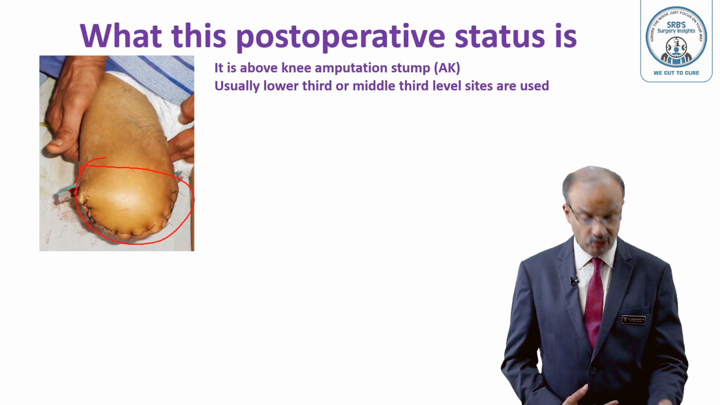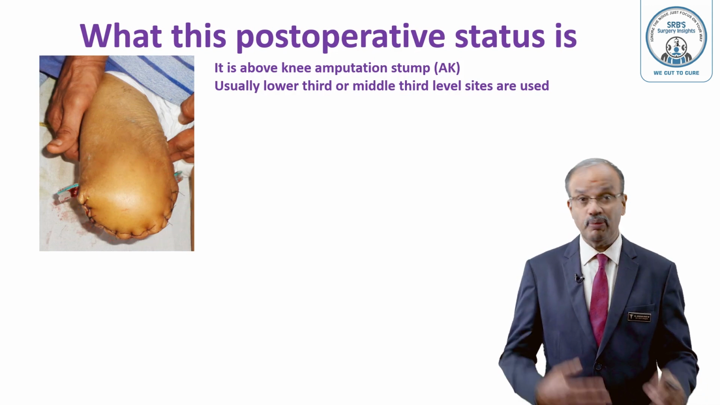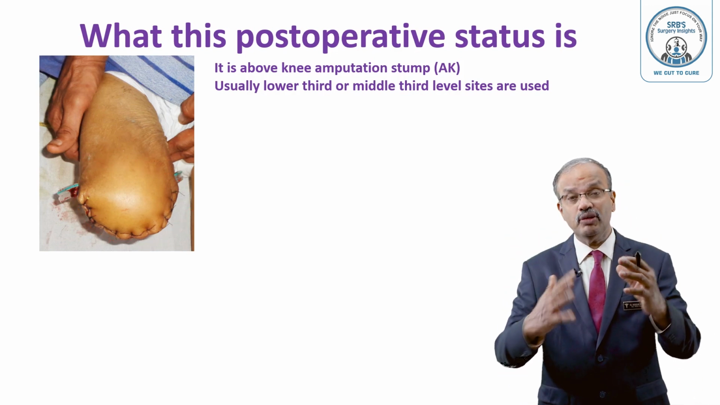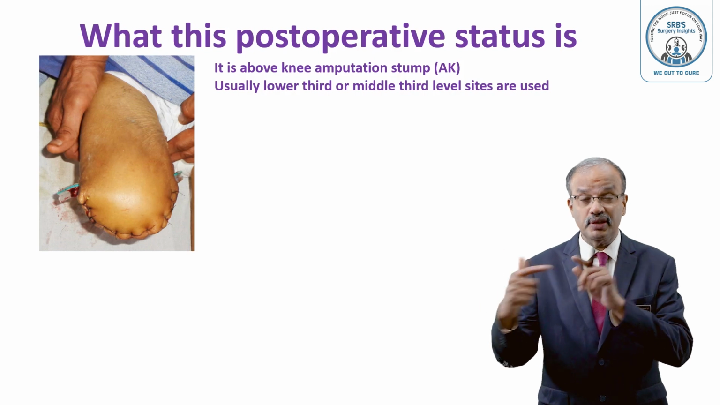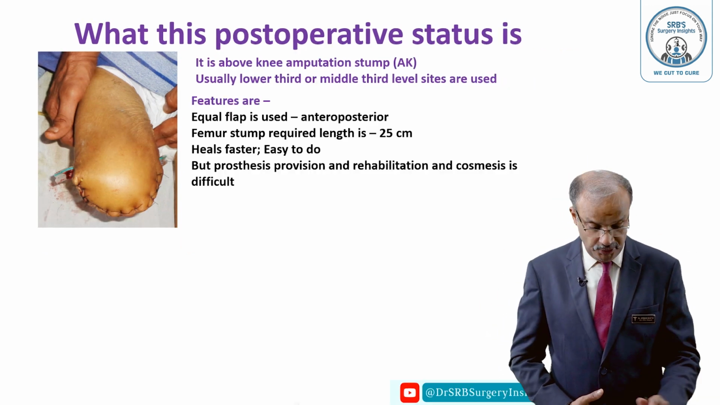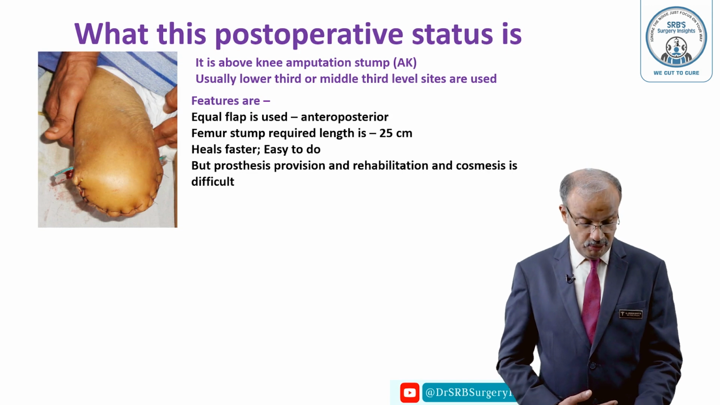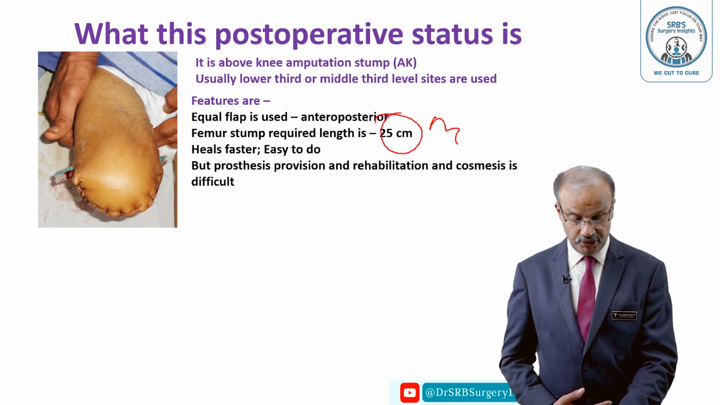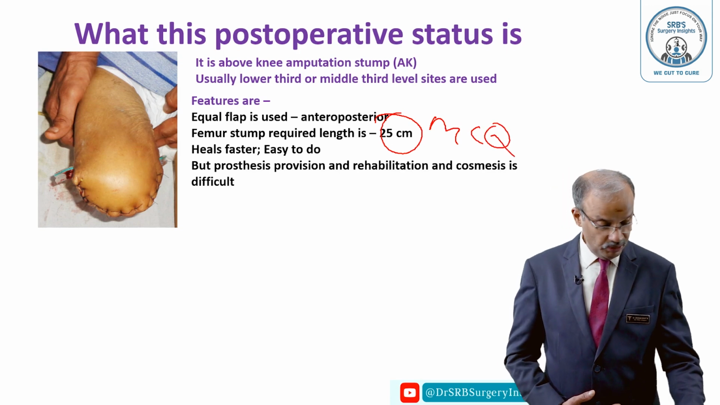Remember, the flap is equal, that's an MCQ question. Whereas below knee is a posterior flap, here it is an equal flap. So the scar comes in the summit, whereas in below knee the scar comes in the front. At that point you have to remember. So equal flap, anterior posterior, the femur stump required length is 25 centimeter minimum. That again is an MCQ question, remember, 25 centimeter.